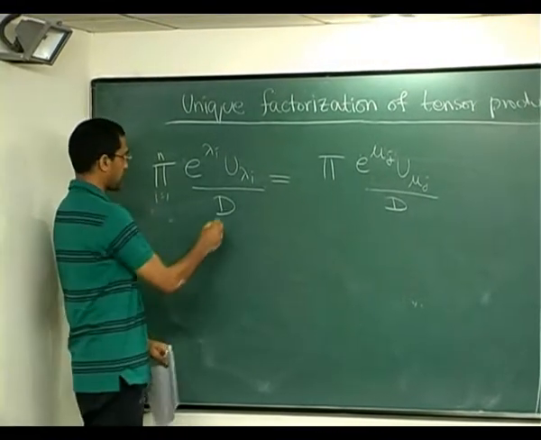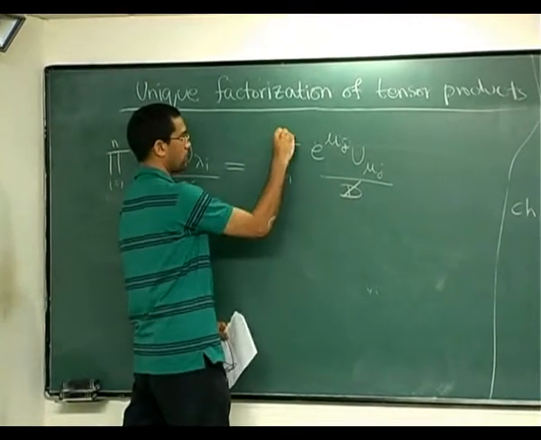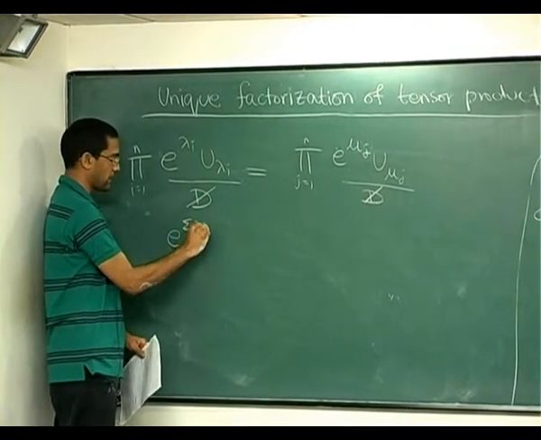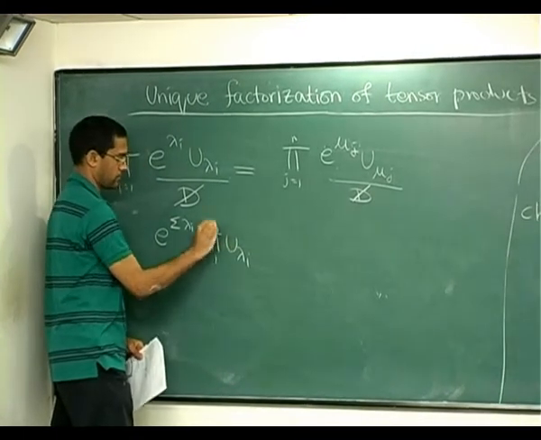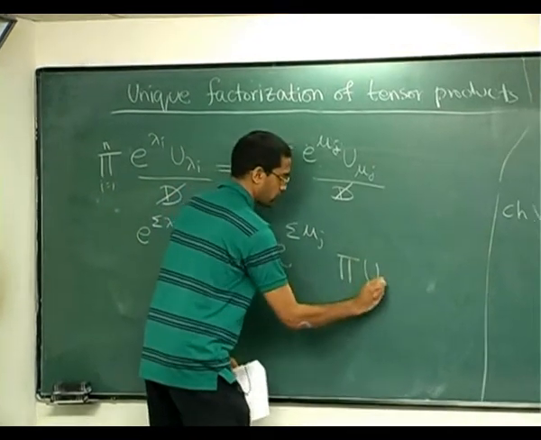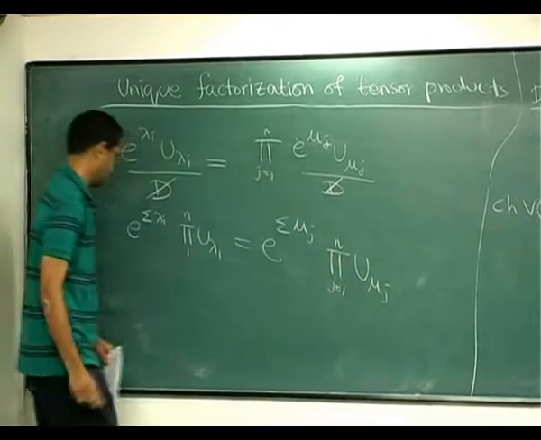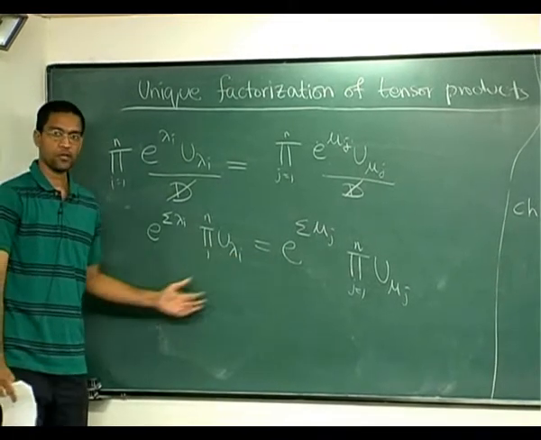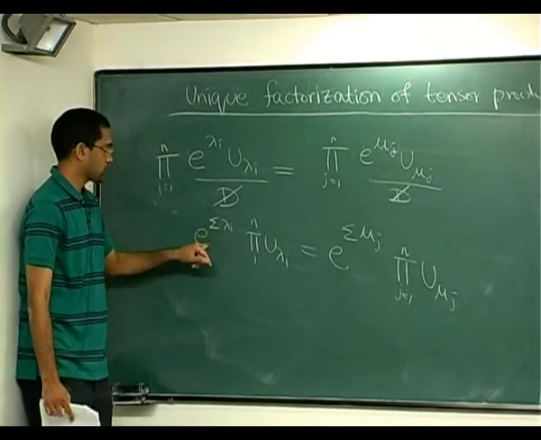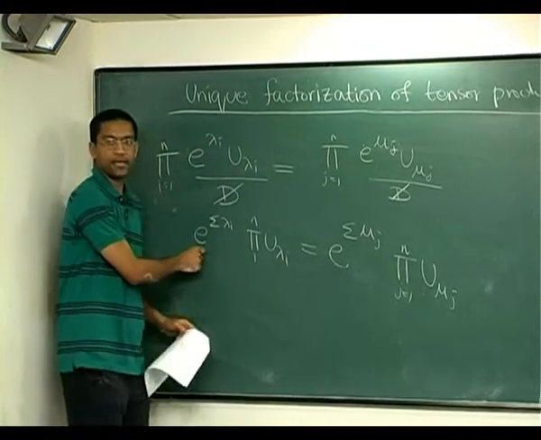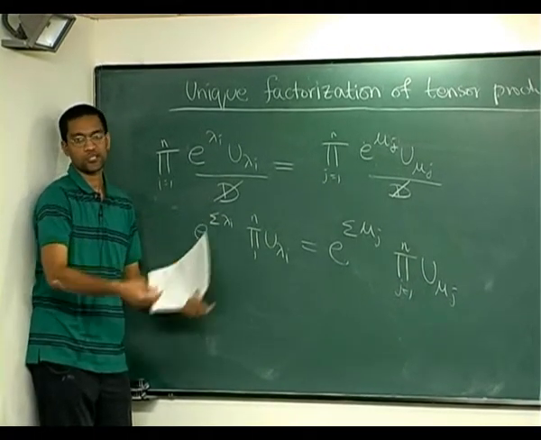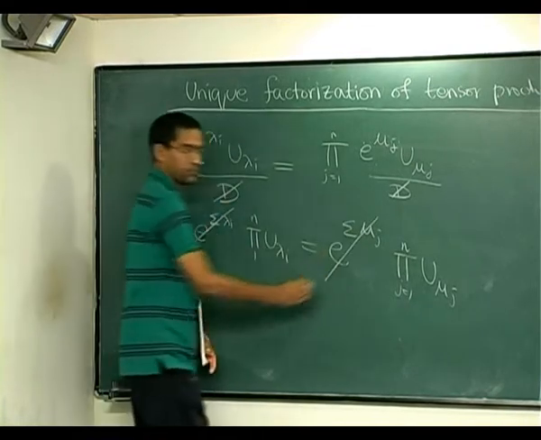Now of course the number of factors is the same, so I can cancel the denominators and pull the leading terms out. On the one hand I have e to the summation lambda_i times the product of the u lambda_i's, and on the other hand I have e to the summation mu_j times the product of u mu_j's. And again, if you think of this as an equation in C of H star, then what it says is that these are the two leading terms. So this is one leading term and this is the other leading term. You can think of the summation lambda_i and summation mu_j as being the highest weights for the tensor products. So in particular these two terms must actually be equal to each other.